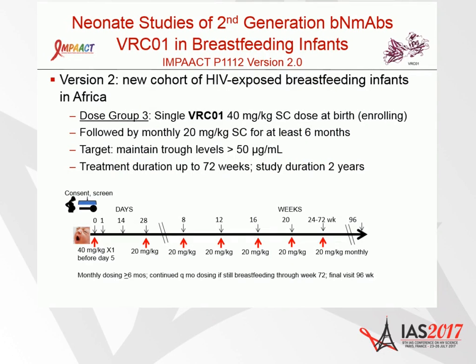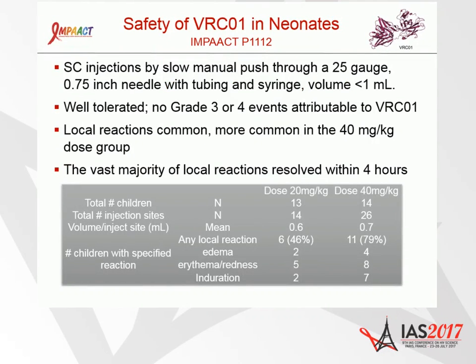and here a single VRC01 dose of 40 milligrams per kilogram subcutaneously is given at birth, and this is followed by monthly 20 milligrams per kilogram given during breastfeeding for at least 6 months, with the target of maintaining trough levels over 50. This study is ongoing. Safety looks very good.